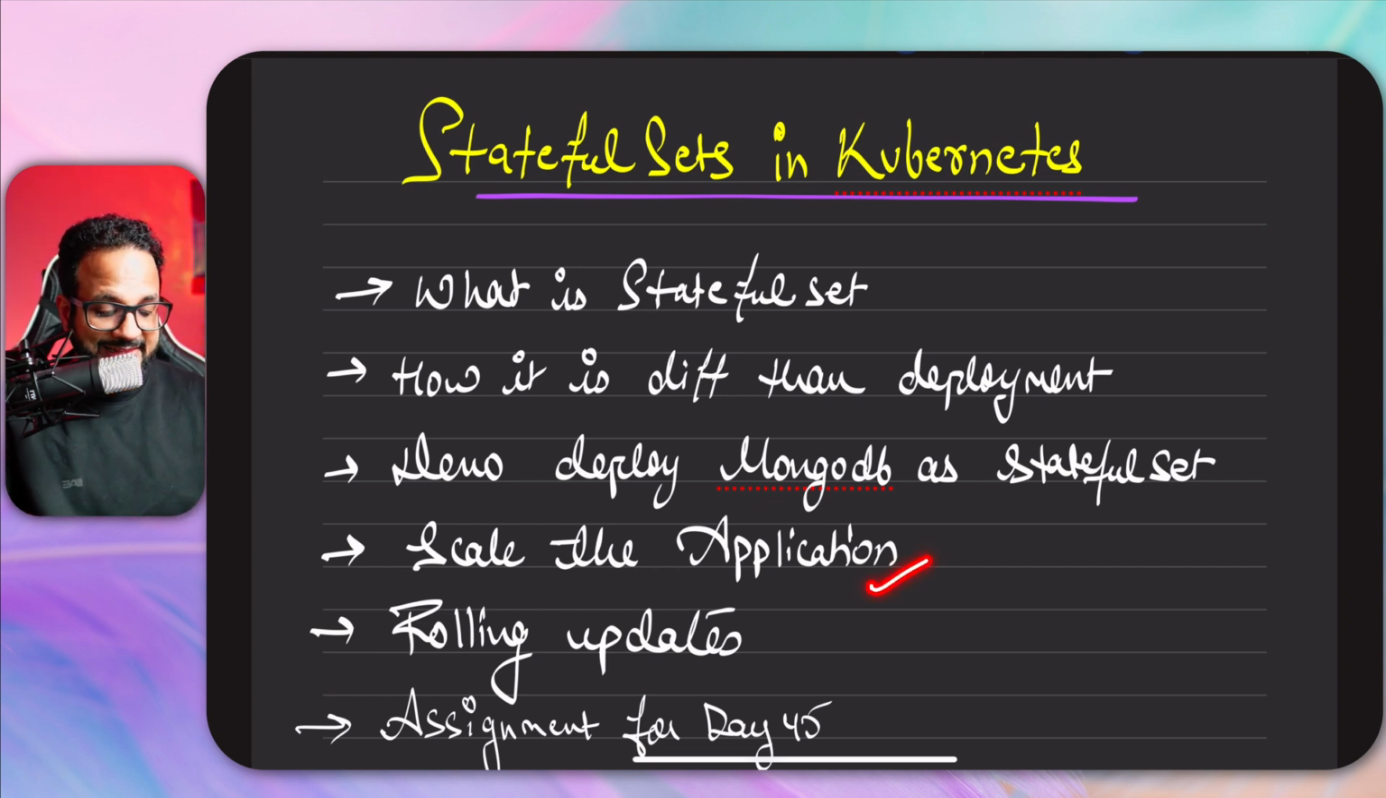Then we'll scale the application. We'll be scaling the stateful set with the help of kubectl commands. We'll be doing rolling updates, we'll be doing rollbacks and so on. And then we'll be looking into the assignment for day 45. I will show you the GitHub repository as well.